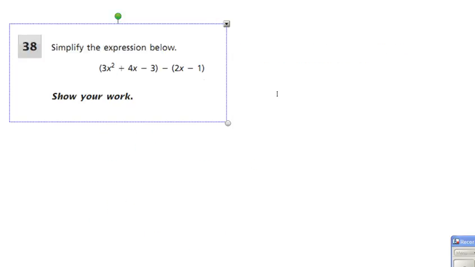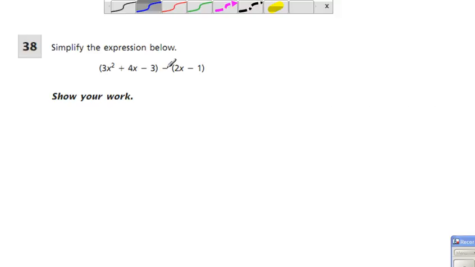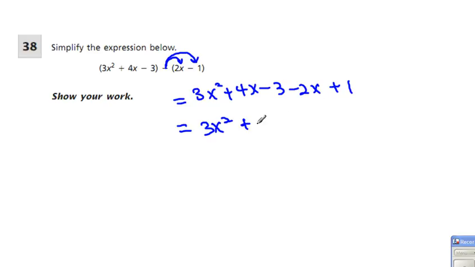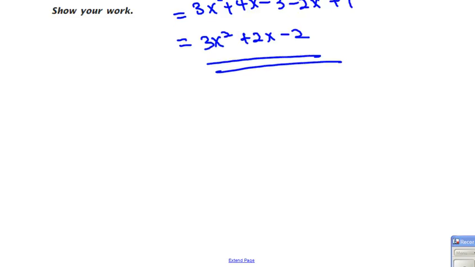Here, in this case, we have to remember that this negative sign will affect 2x, but also negative 1. So if you rewrite it, you get 3x squared plus 4x minus 3, and we have minus 2x. Negative negative becomes plus 1. And our final answer will be 3x squared, because there's nothing else, but 4x and 2x will be combined together, becomes plus 2x. Negative 3 plus 1 becomes negative 2. Therefore, that becomes our final answer.